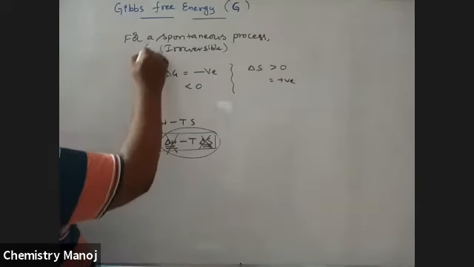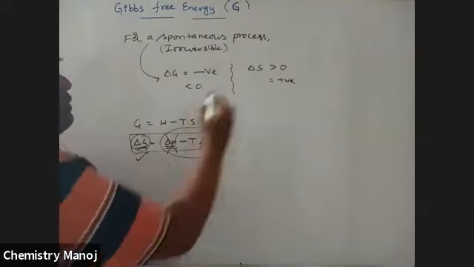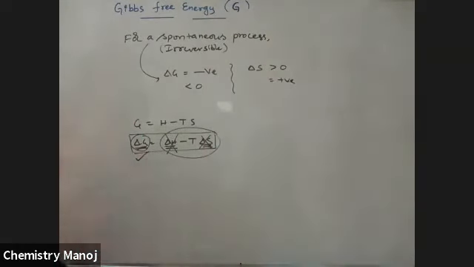For any spontaneous process, delta G negative, delta H greater than 0. And delta G negative, delta S greater than 0. So it is very, very important, my dear boys. So finally, the spontaneity is explained on the basis of Gibbs energy change, that is delta G. So for a spontaneous process, delta G is negative.